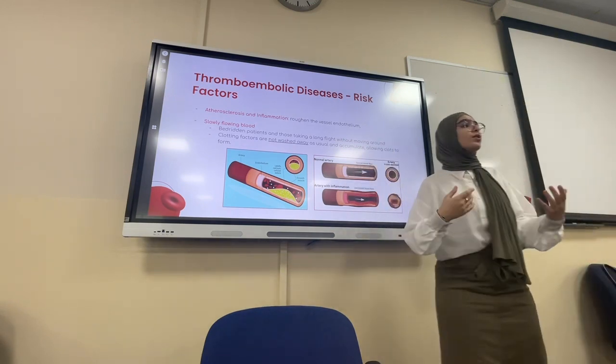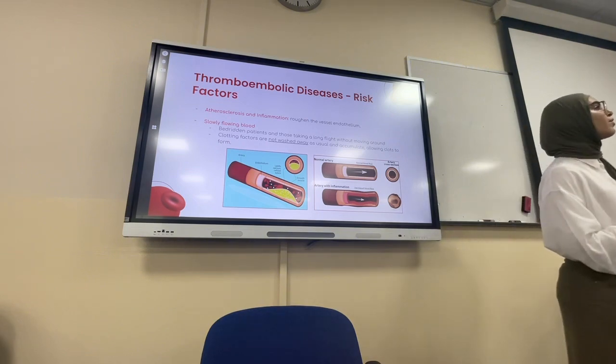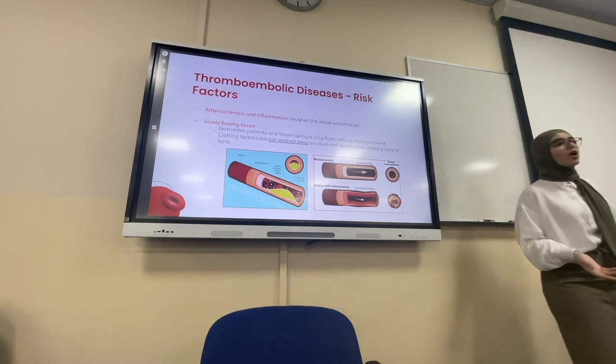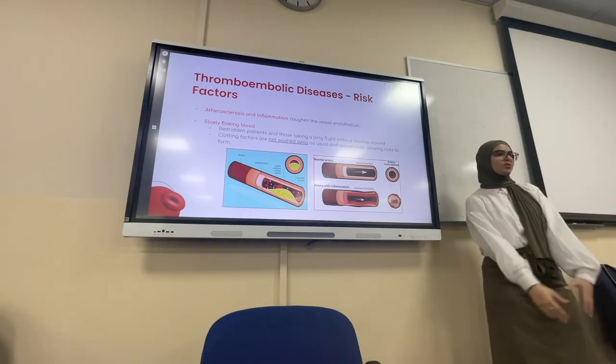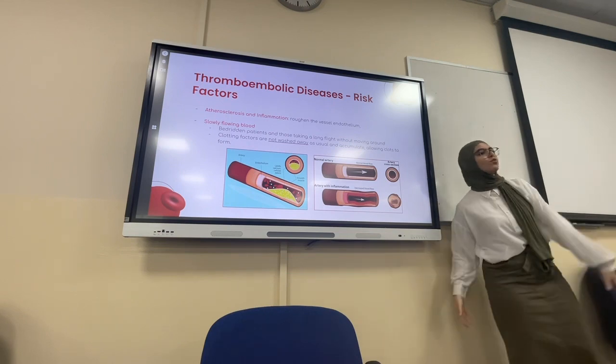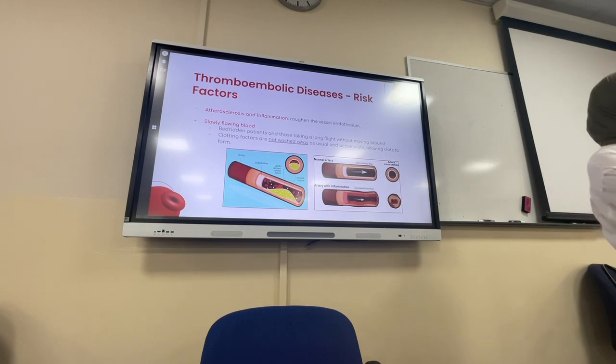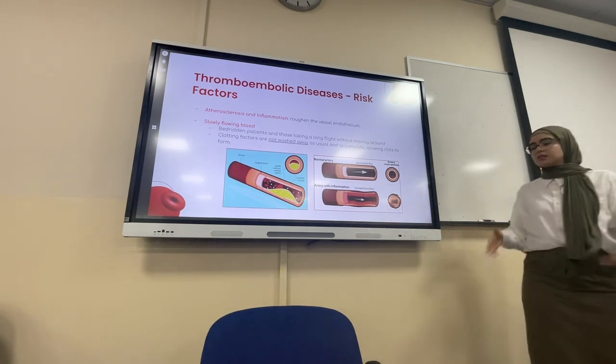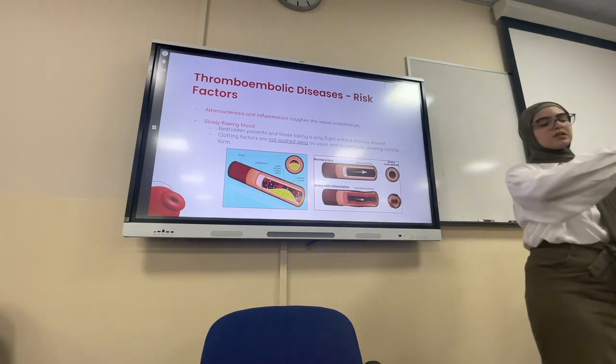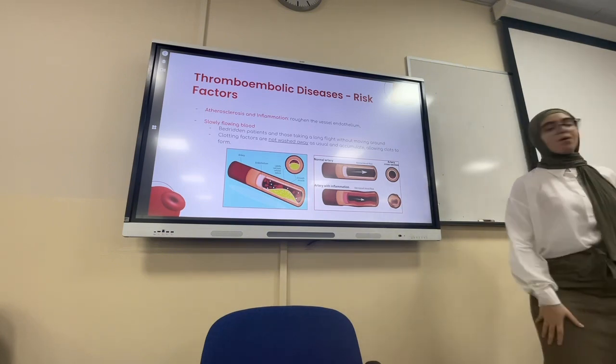Another risk factor is slowly flowing blood. Usually, for example, if we have bedridden patients in the hospital, you're going to see that the doctors are not going to leave them immobile like this. They will try to move their legs, they try to move their hands in order to make sure that the blood is flowing and no clots are being formed. Subhanallah, if they stay bedridden for a really long time, we're going to see clots forming all around the body.